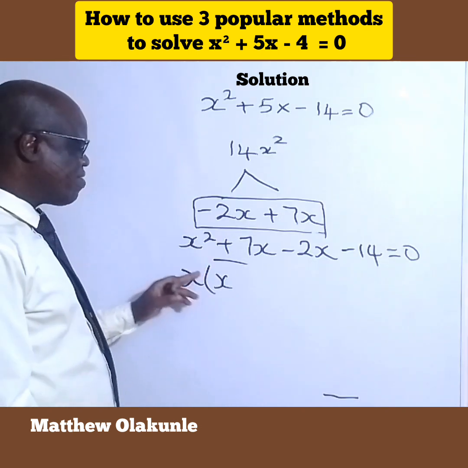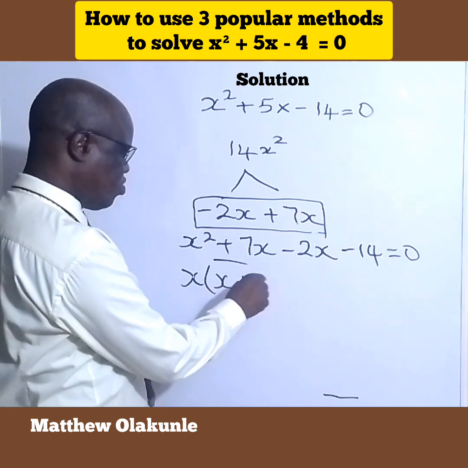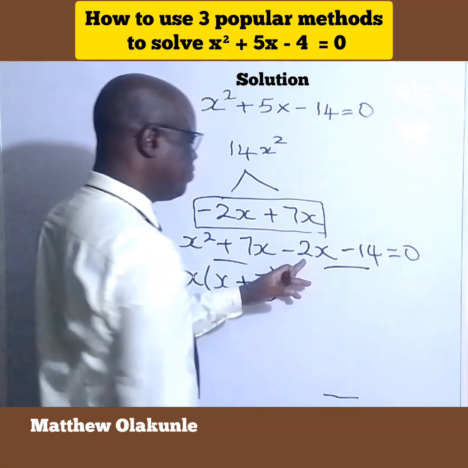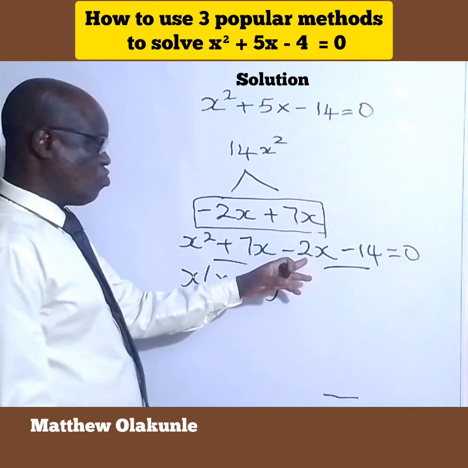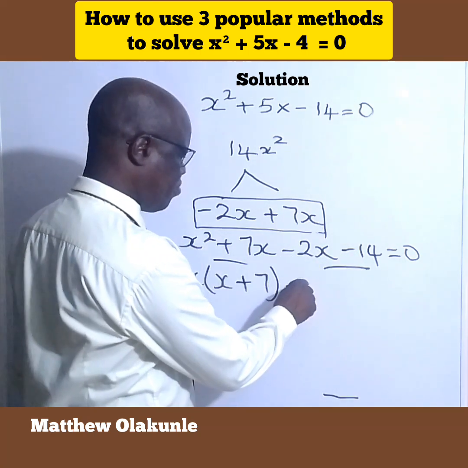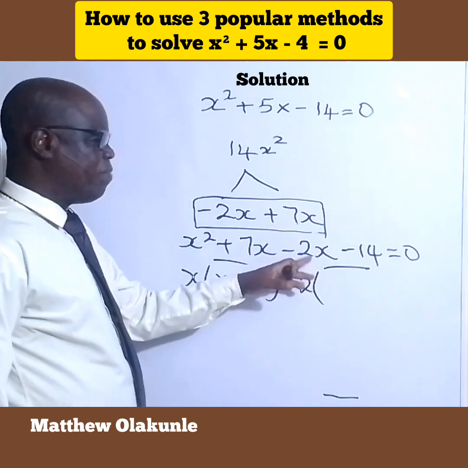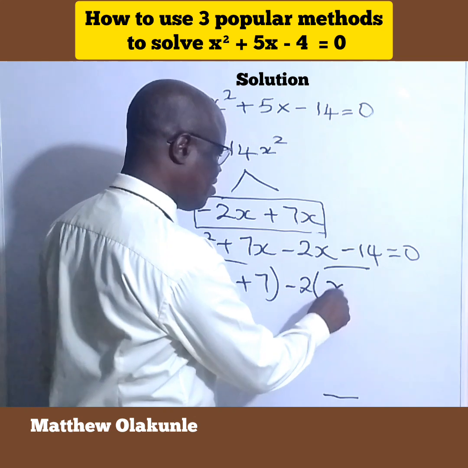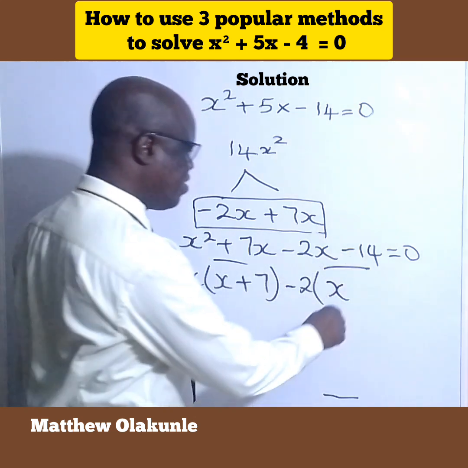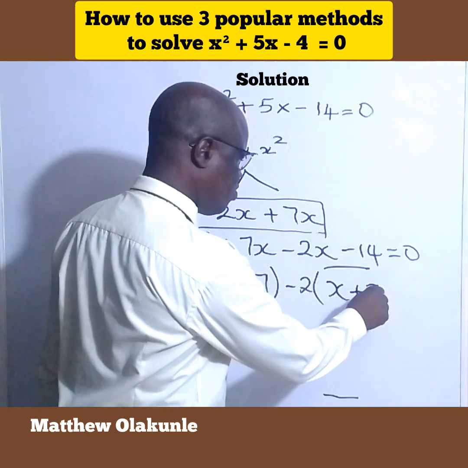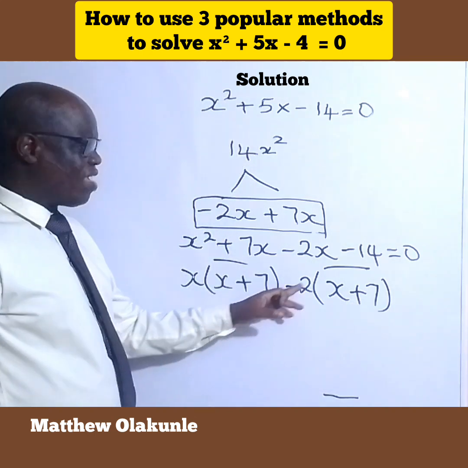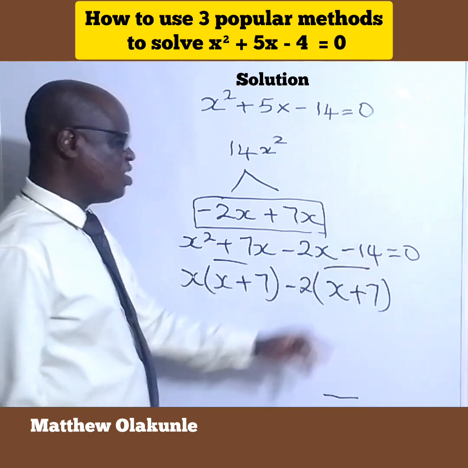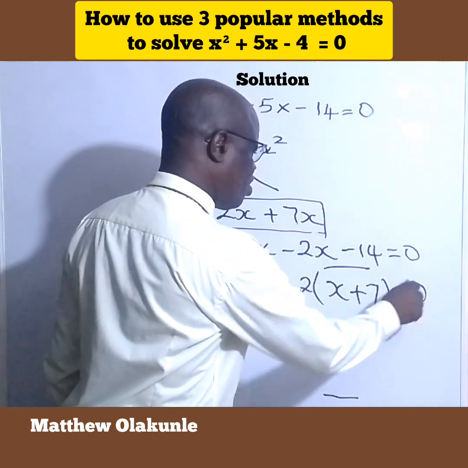x squared divided by x is x plus 7. Then what is common to this? You have minus 2. Minus 2x divided by minus 2, that is x. This one is plus 7, because minus times plus is minus. 2 times 7 is 14. So this is equal to 0.